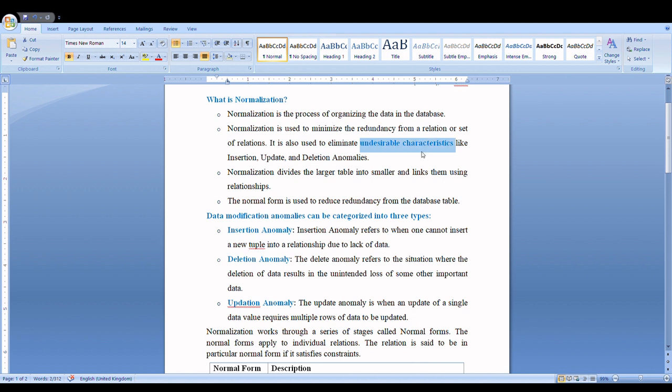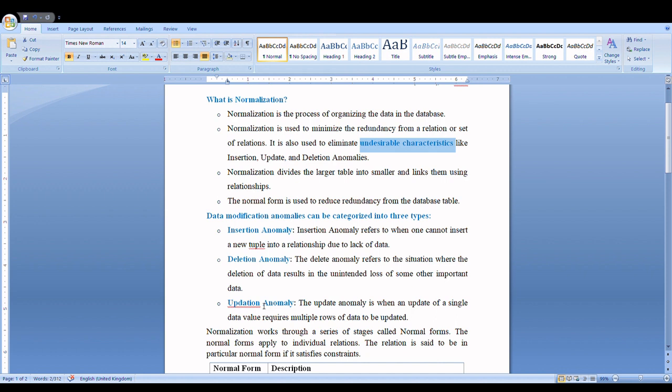What are the undesirable characteristics? There are different anomalies: insert, update and delete anomaly. Anomaly means something which is not working properly. Insert anomaly is when you want to insert data in the table but your data cannot be inserted, that is, your insertion is not working properly. Clear, right?